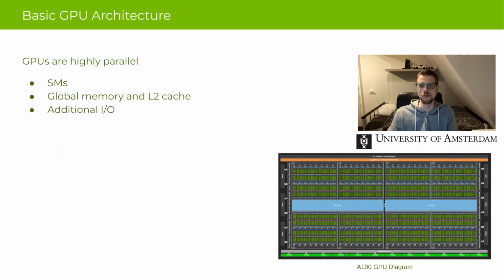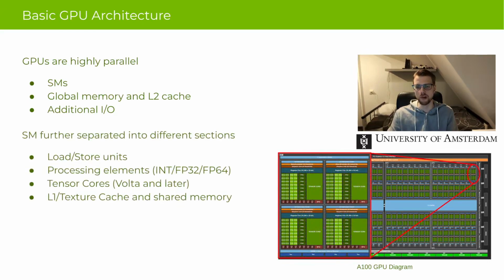So a brief architectural overview. GPUs are highly parallel. They are made of SMs, global memory and L2 cache, and additional I/O, for instance, to communicate with the processor. Each SM actually contains the logic. They contain load store units, the processing elements, in case of newer architectures, tensor cores, which accelerate matrix-matrix multiplication, and the L1 texture cache and shared memory.